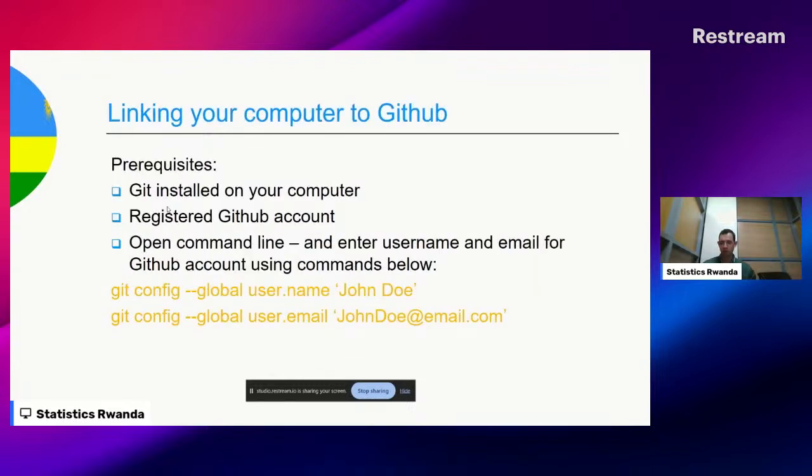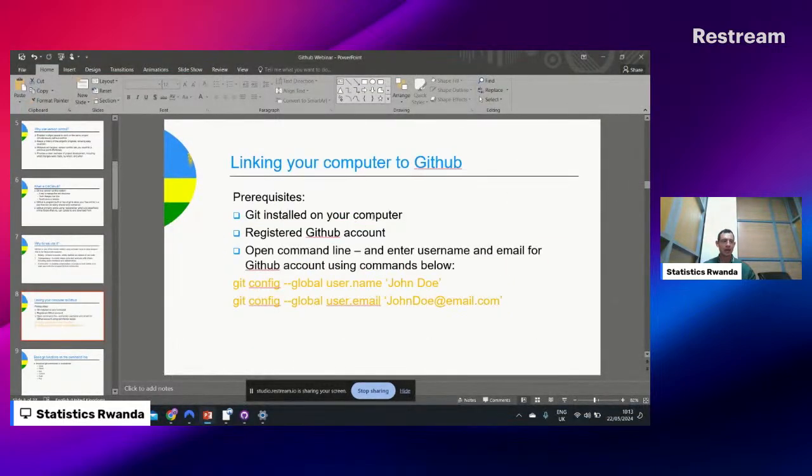Now we're going to start getting into the practical demonstration of how you get set up with GitHub. The first thing we want to do is get Git installed on your computer. This is pretty simple to Google and understand; you just download the software and install it. You then need to register for a GitHub account. Again, this is pretty simple, and I think it's covered in the webinar we did last year. Once you've got those two things set up, you're ready to move on to linking your computer to GitHub.